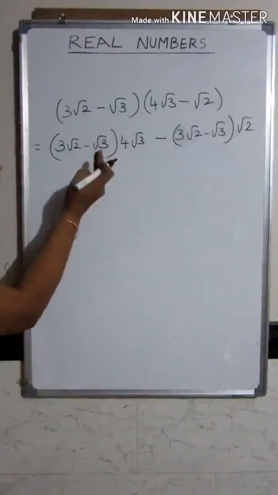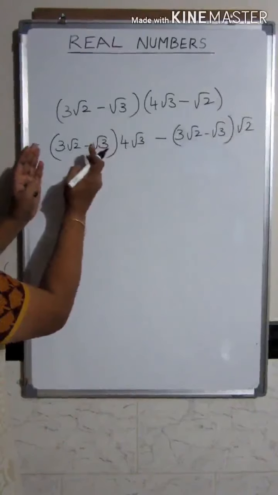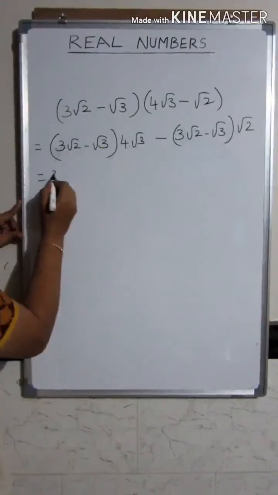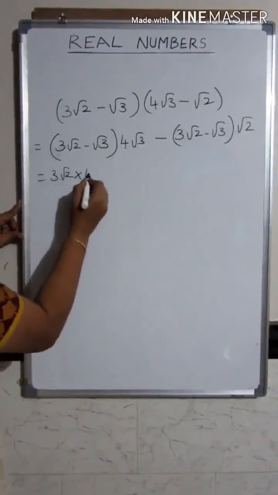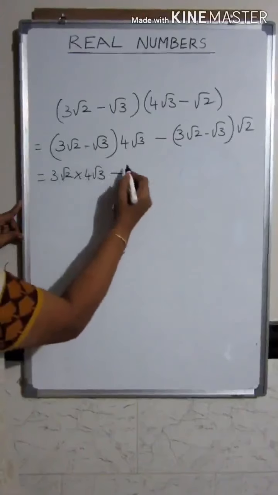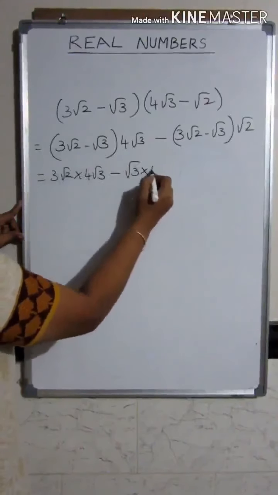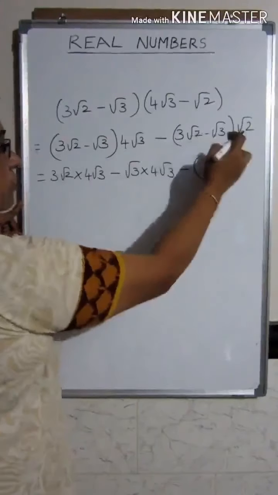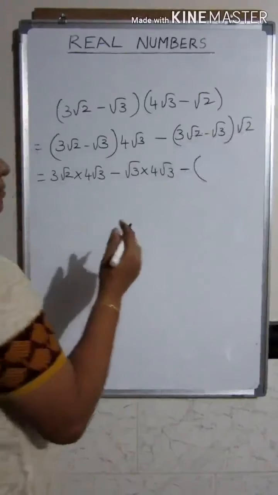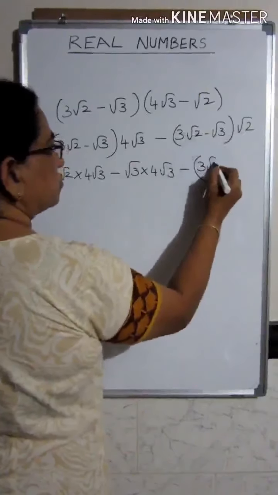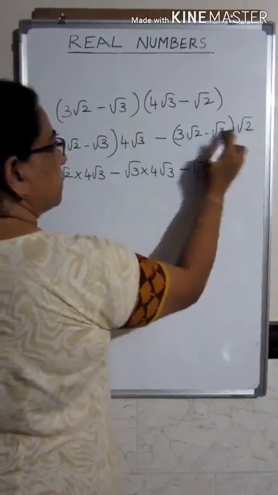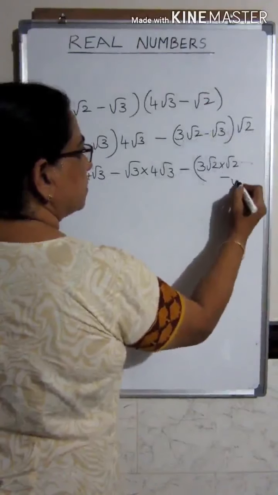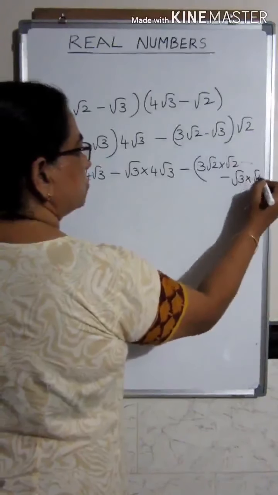So now in the previous problem you learned how to multiply a binomial quadratic surd by a single surd. So this will be first multiply 3 root 2 into 4 root 3, put the minus sign, then you will get root 3 into 4 root 3, put a minus, put a bracket, because you have got two terms there, you have to open the bracket with the minus sign. So here you will get 3 root 2 into root 2, you multiply the first term, minus, I'll write it down here, root 3 into root 2.